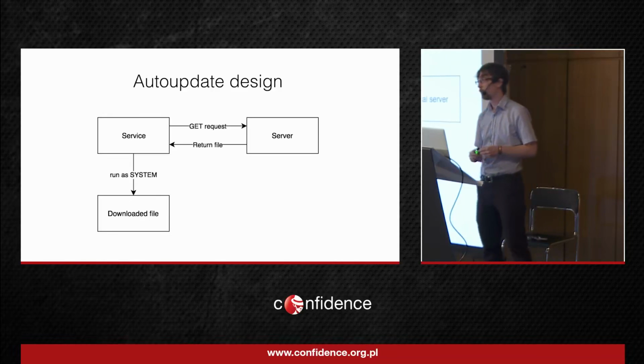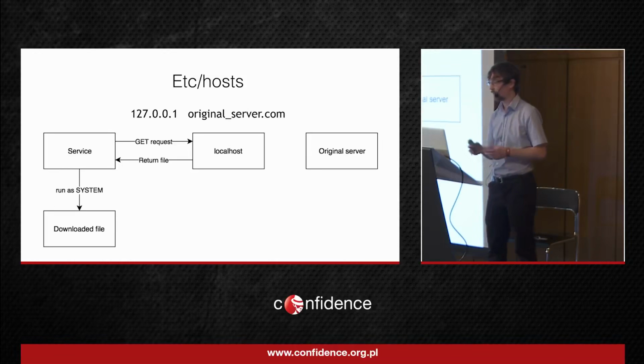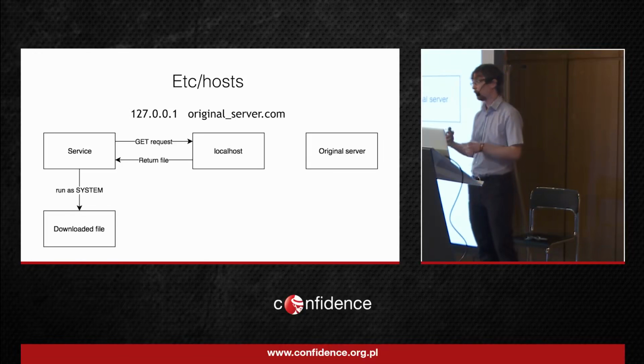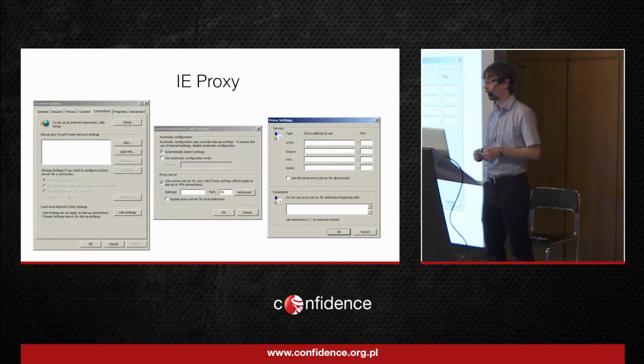We need to do some local man in the middle. And we can do this using, for example, the hosts file. So we are specifying that the original server has a local IP address. The exploitation looks like this. The service is sending requests to the external server, but because we modified the IP address, it's sent directly to localhost. And then we give it the fake binary. But we cannot do this because on Windows, in order to modify the hosts file, we need to be administrator. But hopefully for us, there is another way of doing the same thing.